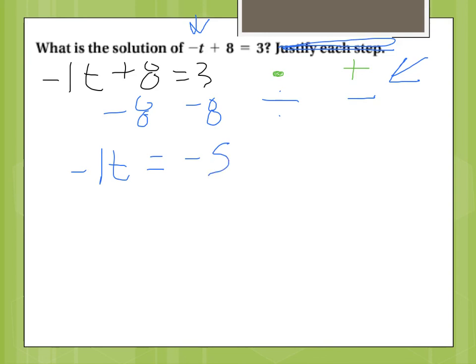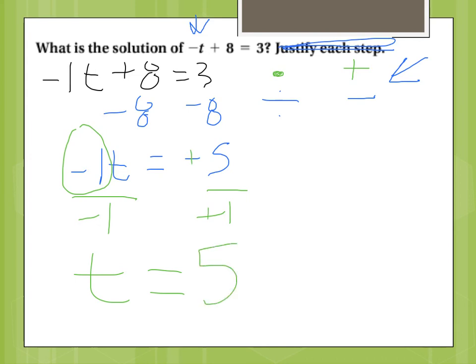So since I'm multiplying, the opposite of multiplying is dividing, and I want to get rid of this negative 1, so I'm going to divide by negative 1 on both sides of my equation. So now I have t is going to be equal to a negative divided by a negative, which becomes a positive 5.